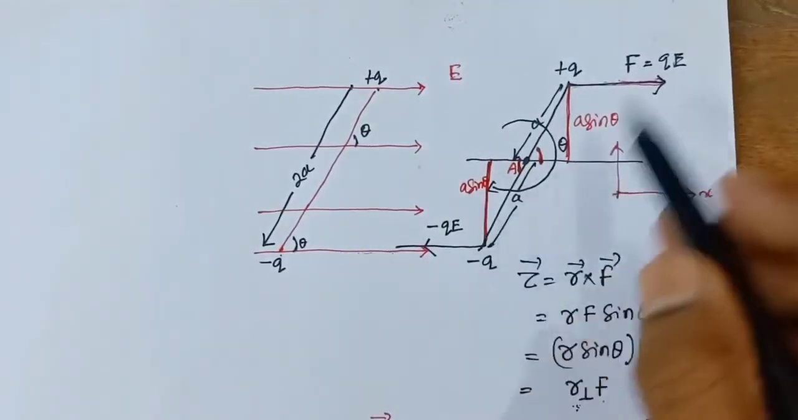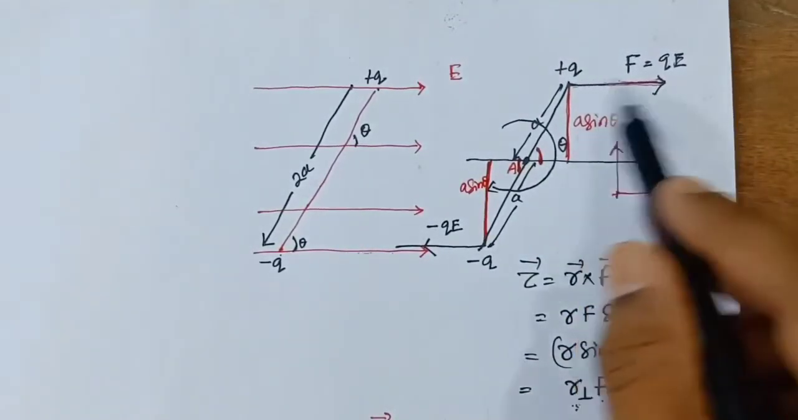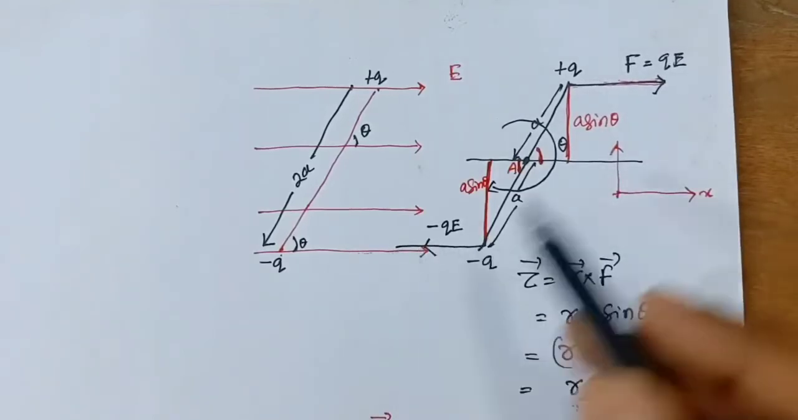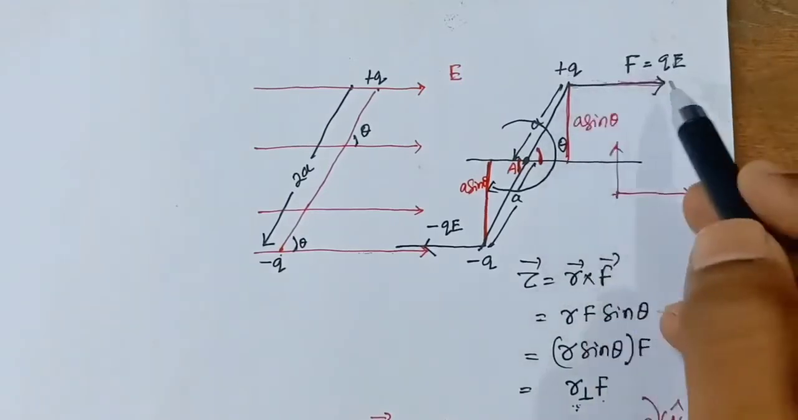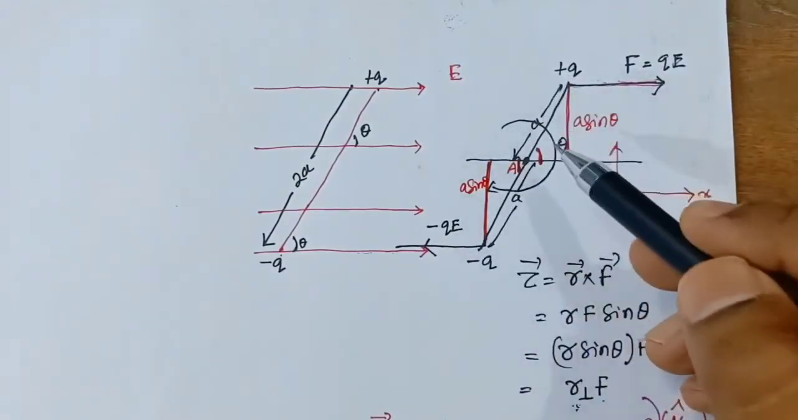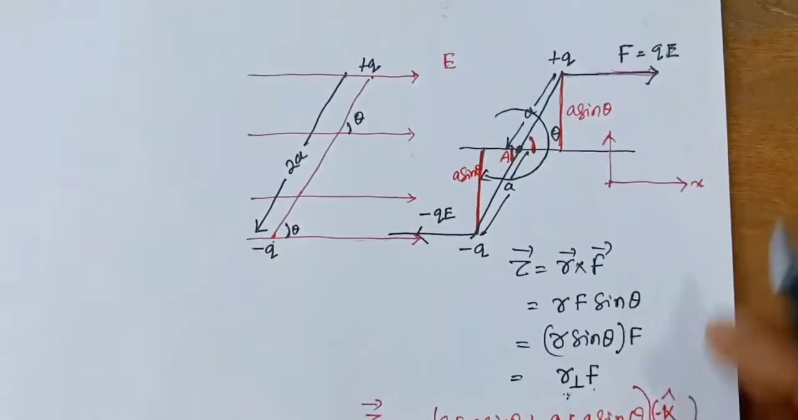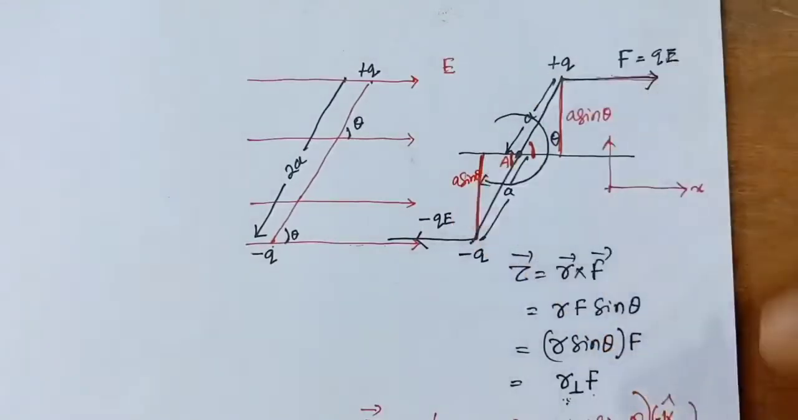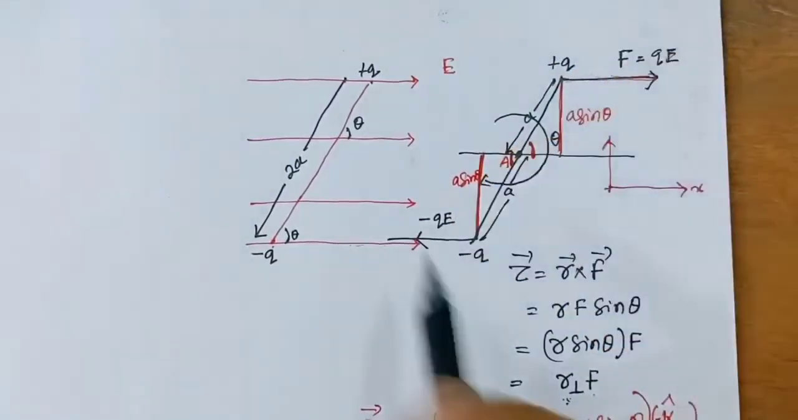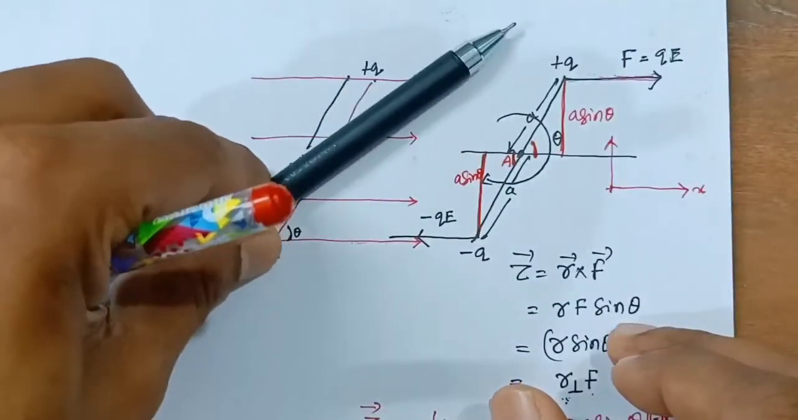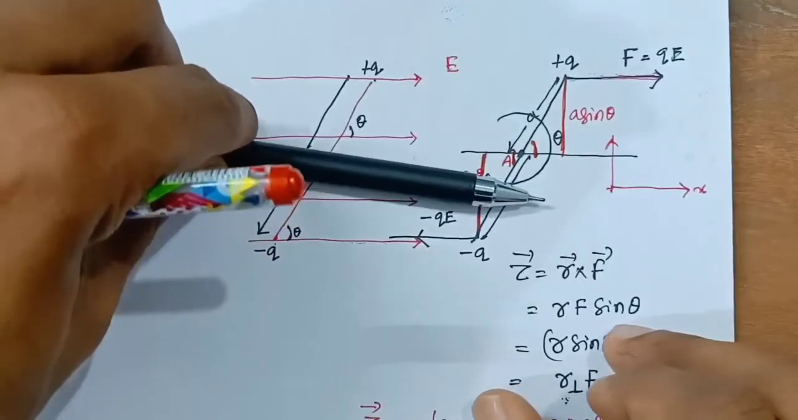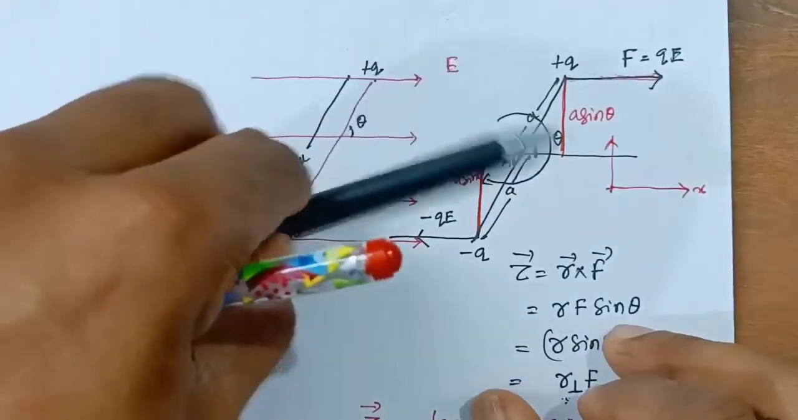These are the two opposite charges, so that's why these forces are opposite. Due to this, we concluded one important thing: if the net force on the system is 0, the net torque of the system is not 0. Due to the couple of forces, the torque has been generated. Due to this torque, the dipole tries to rotate, and it tries to align along the direction of the electric field.